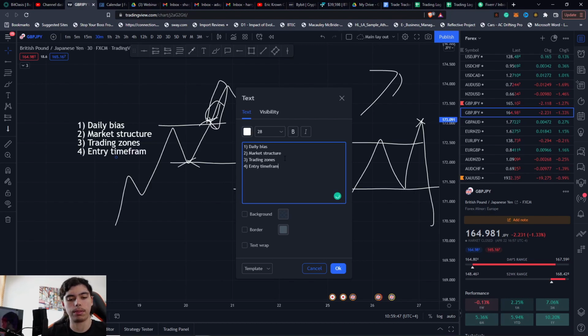Time frames. So your entry time frame could be something like 15 minutes, right? So that could be your entry time frame. So this is going to be 4-step trading.